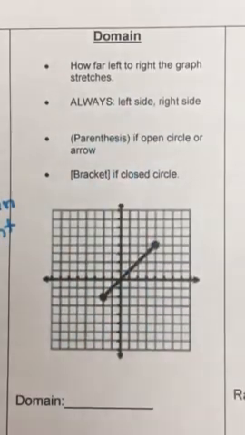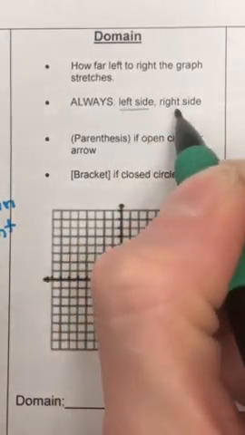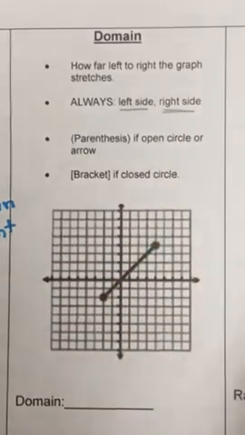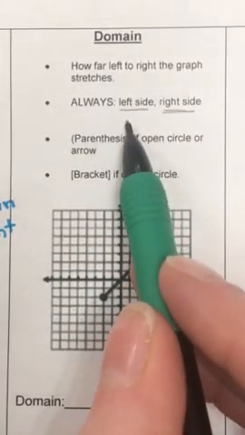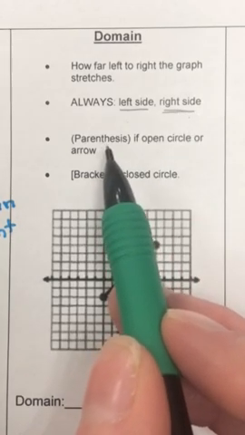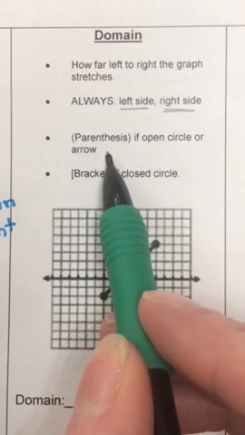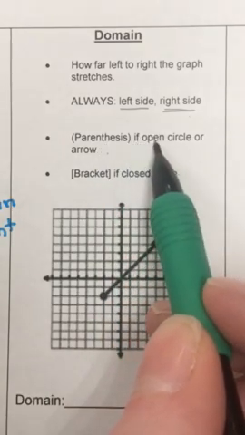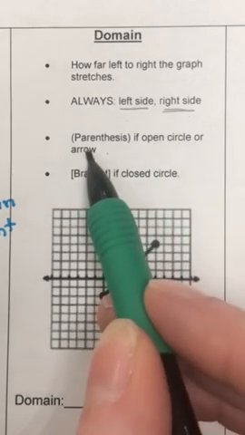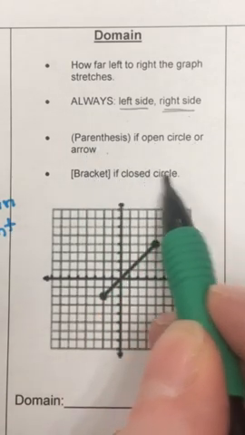Now, when you write it, and this is where I see a lot of students still making mistakes, you will always put the left side number, comma, right side number. Always, always, always. So you always look at it left to right, okay? Now, a couple of other small details: you will use parentheses when you're writing domain if it's an open circle on the graph or if you have an arrow on that end, okay? You'll use a bracket if it's a closed circle.